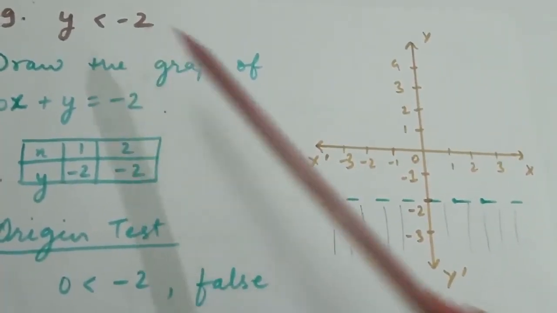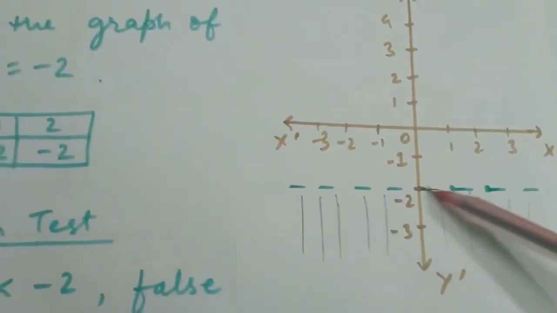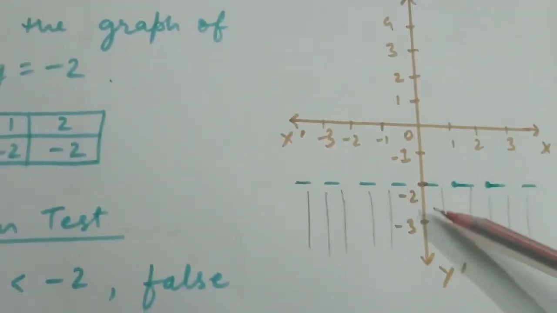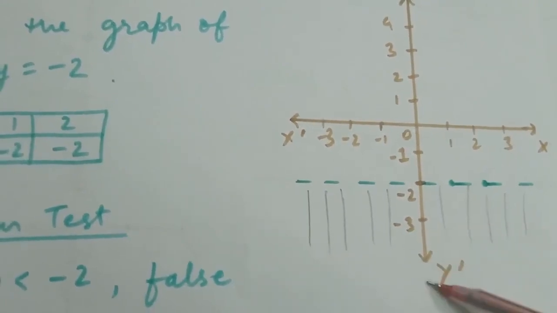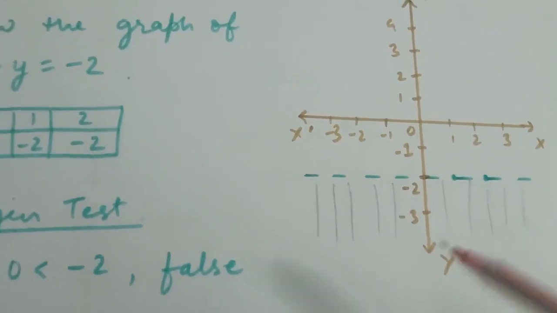Clear? It is also clear that y is equal to minus 2 on this line. As we can see, y is decreasing on this side. So the solution will automatically be this only, right?